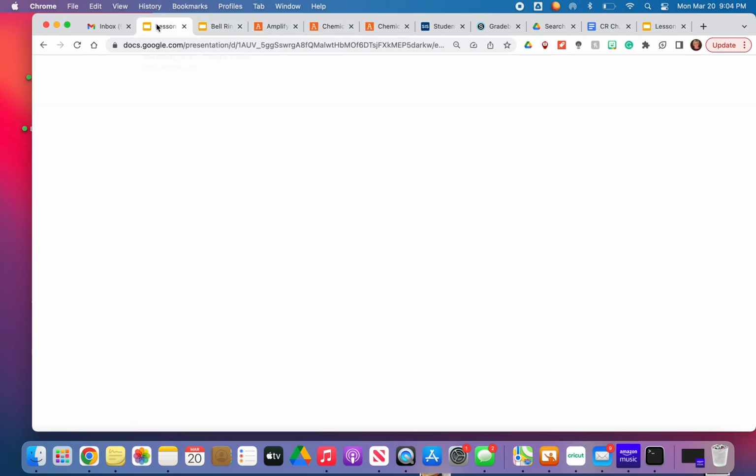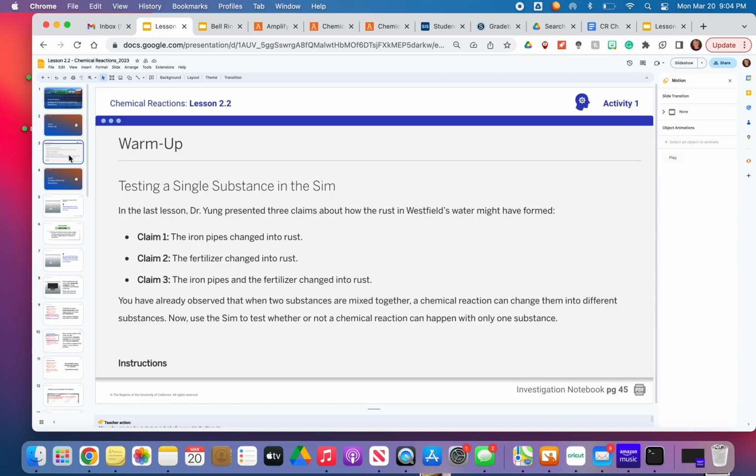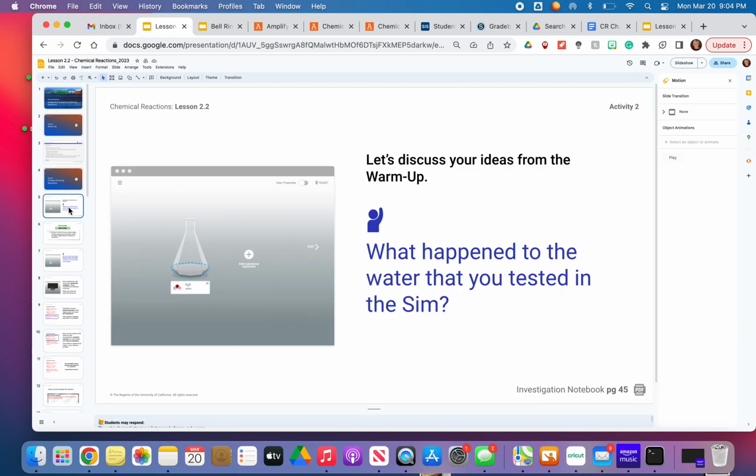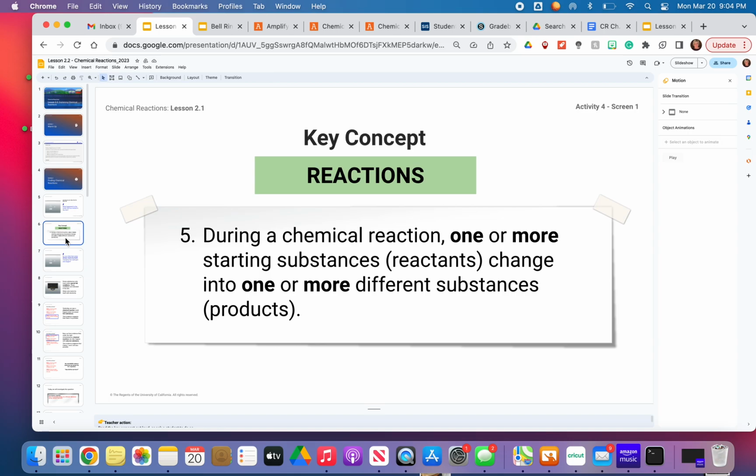Coming back to your lesson, we spent a little bit of time discussing that warm-up activity and asking, what happened to the water? And the kids were like, well, yeah, you can. So I want to remind you of key concept number 5. It says that during a chemical reaction, one or more starting substances or reactants can change into one or more different substances. So we don't have to have 2 reactants and 2 products every time. We could have 1 or more reactants, and that would turn into 1 or more products.